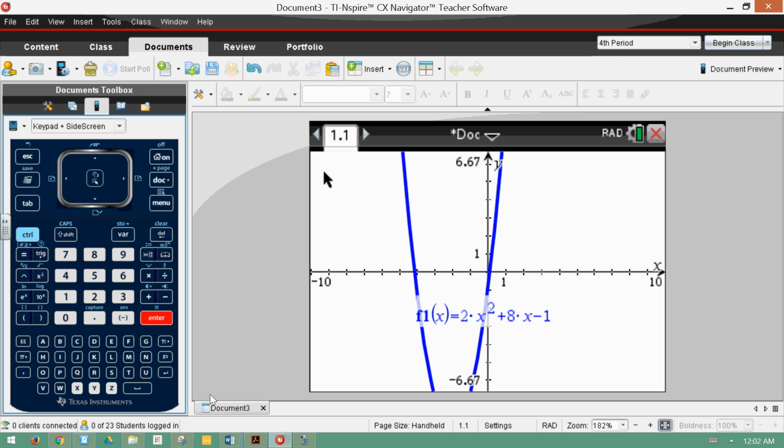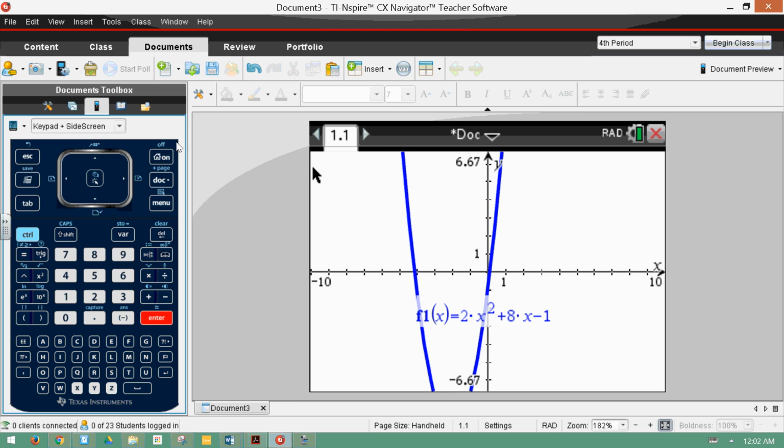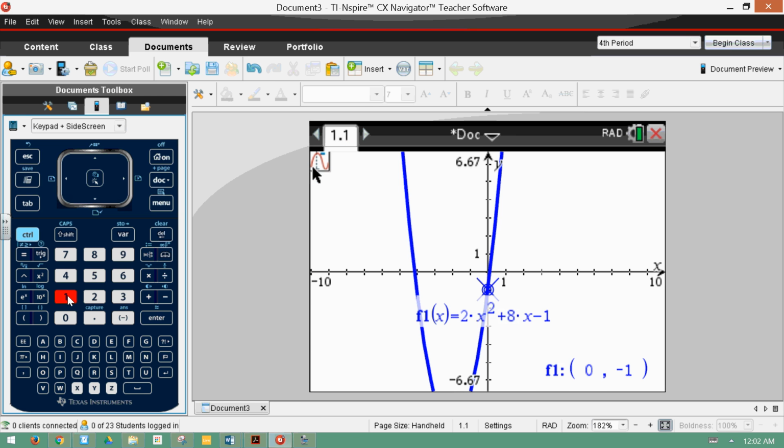All right, so let's go into step 3. Step 3 says click menu, 5 for trace, 1 graph trace. Now trace the graph to determine the key points. What the graph is going to do is we trace it, it's going to tell us what all the key points are. And it's really simple. So let's go menu, 5, 1, and we can just move the cursor.